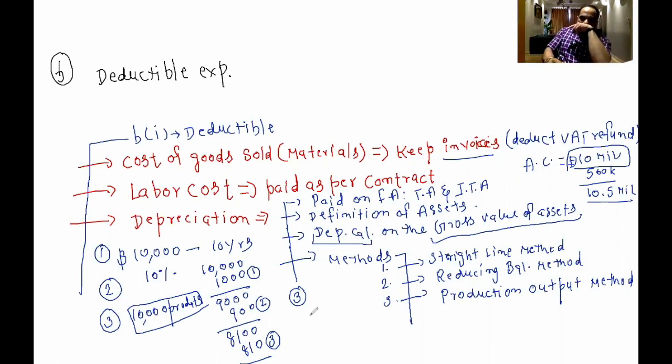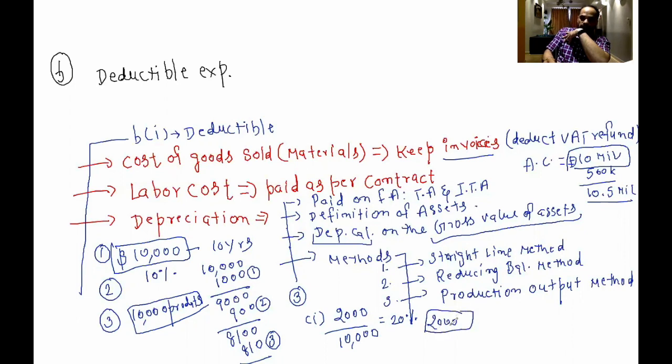So in the first year, how many products do we produce? Let's say we produce 2,000 products out of 10,000. That means 20% of the gross value, which will be $2,000. So $2,000 will be the depreciation for the first year. Second year, how many products did it produce? Third year, fourth year, and so on. That's the way to estimate depreciation.